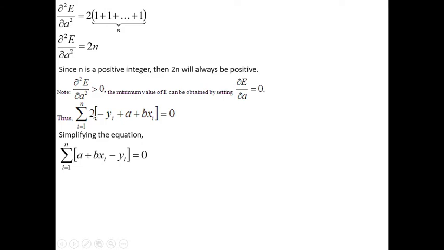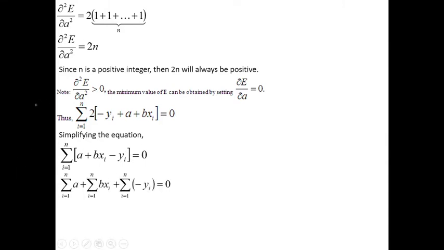Dahil yung 2 ay constant, we can divide both sides by 2. Mawawala yung 2 dito, yung 0 over 2 magiging 0 pa rin. That is only true if there's a constant. Pwedeng i-divide natin. Tapos masisimplify na ganito.